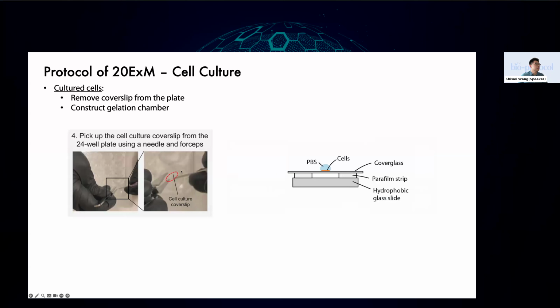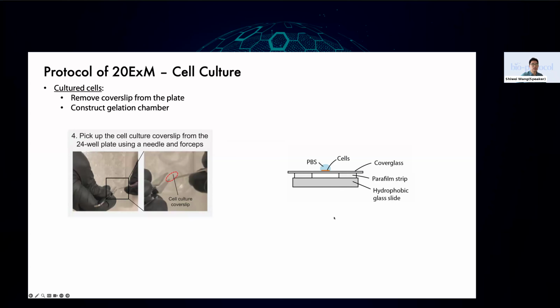If you are using the 24 well plate, it could also be a little challenging to take the cover slip out of a 24 well. The trick that our lab uses is to use a needle with a bent tip, so it's kind of like a hook. You can use the hook to lift up the cover slip and use the tweezer to remove it from the well. Similarly, once you remove the cover slip, you can construct the parafilm strips and place the cover glass on top with the cells facing up and PBS covering it.